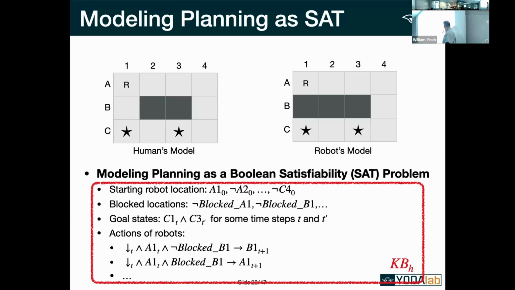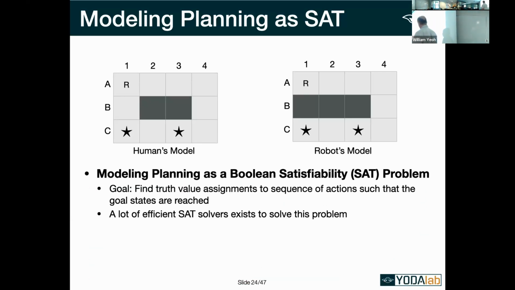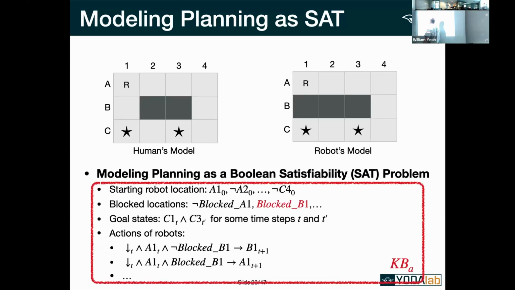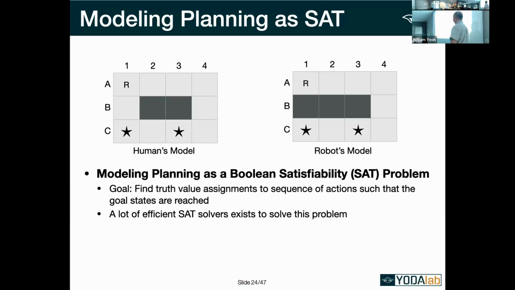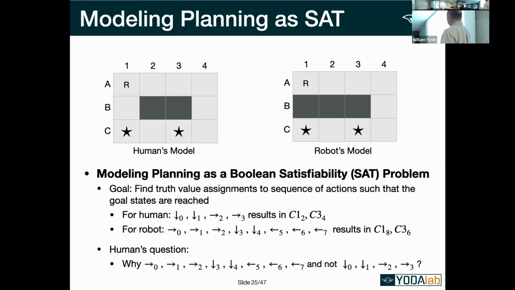In this work, we're using Boolean satisfiability formulas to represent what's in KB_H. In KB_R, you can imagine that it's exactly the same thing, except that B1 here is blocked instead of not blocked. That's the only difference. Once you model this as SAT, you solve the planning problem. It's fairly easy to solve using SAT solvers, and tons of efficient ones exist these days. You're going to get these two plans for the two models. The human's going to go down and right, and the robot's going to go this way.